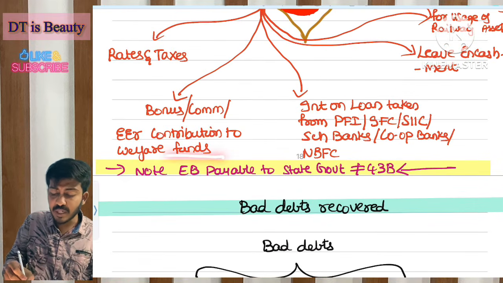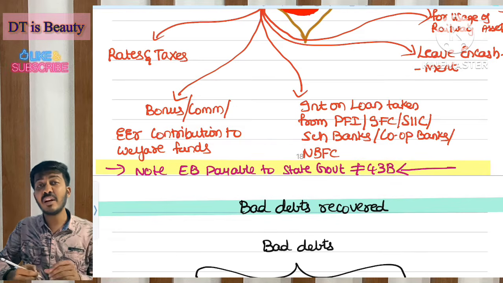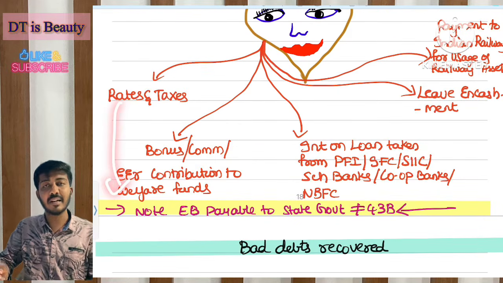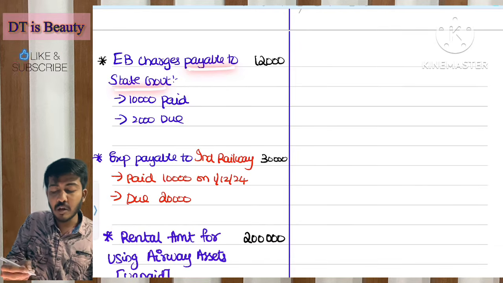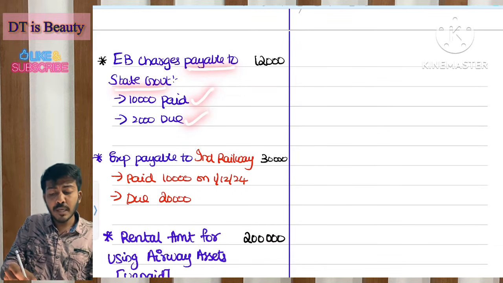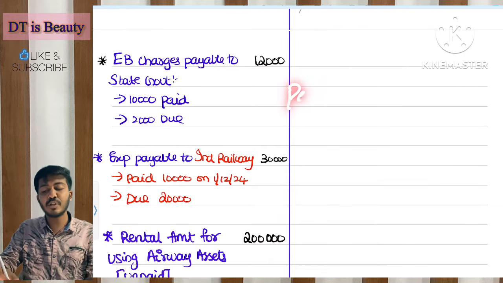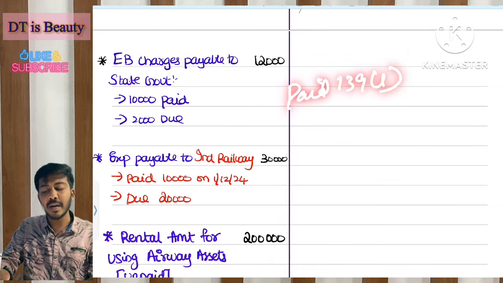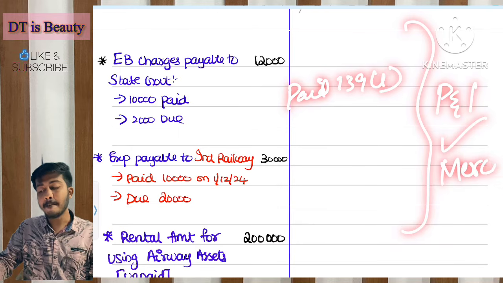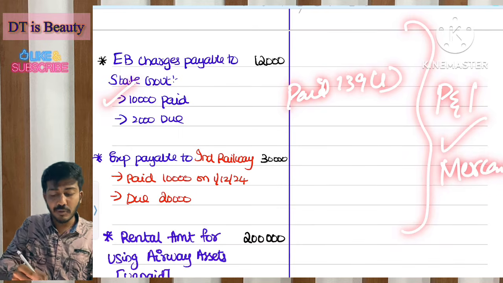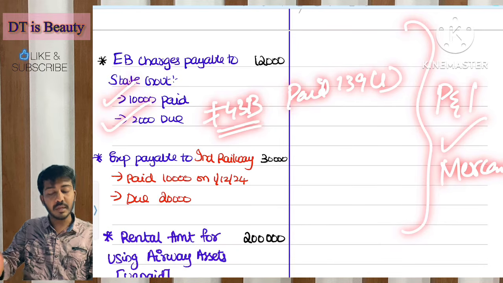However, there is one exception. EB bill paid to the state government, 43B will not come even though it is a rates and tax. Simple, it is an exception. So EB charges payable to the state government, 10,000 paid, 2,000 not paid, still both are allowed, because 43B does not apply here. It is not necessary that it should be paid within the 139 one-time limit; the entire amount can be allowed as deduction on mercantile, accrual basis.